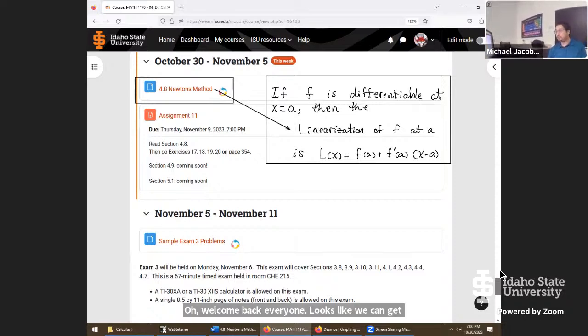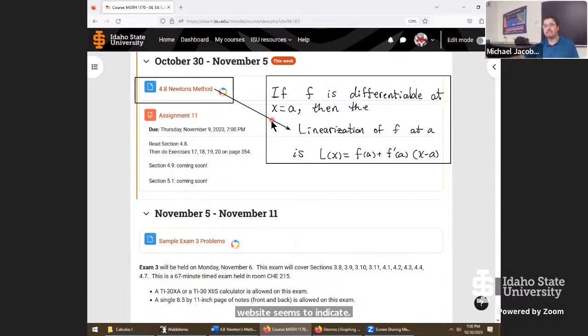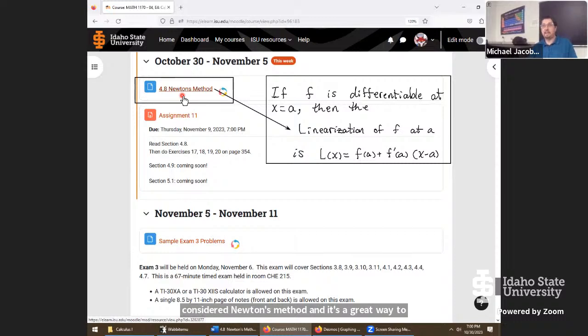So for today's class, we're going to be doing, as the Moodle website seems to indicate, loads and loads of linearizations. Turns out if you linearize a function enough times, it could be considered Newton's method, and it's a great way to solve equations. So we're going to solve some of the weirdest equations ever that you might try to approximate solutions to, purely just by linearizing the unknown function or the given function of these problems. So this is going to be kind of an interesting exercise set.